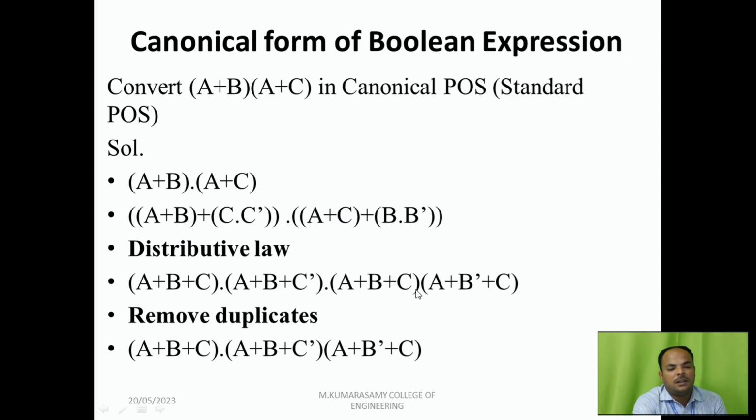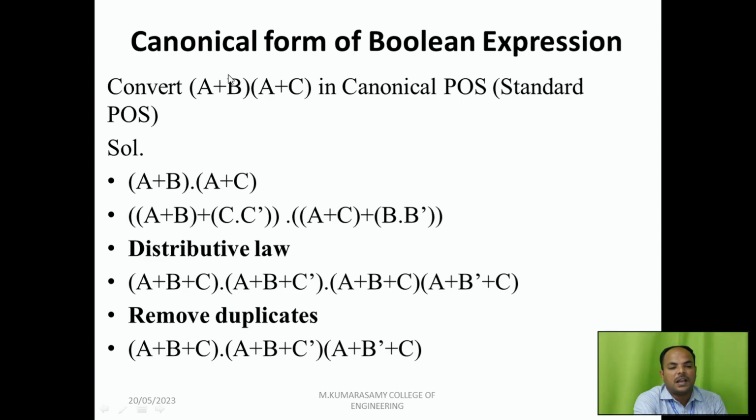After applying this distributive law, you want to check whether any term is repeating. Yes, it is repeating here as A + B + C. Again we are getting A + B + C. As per our law, A . A equals A, so the repeating duplicate term is removed. The remaining is (A + B + C) . (A + B + C bar) . (A + B bar + C). So this is the canonical form of POS.